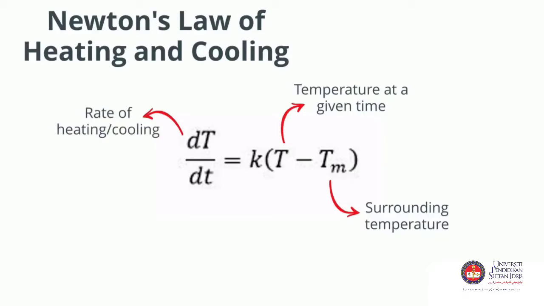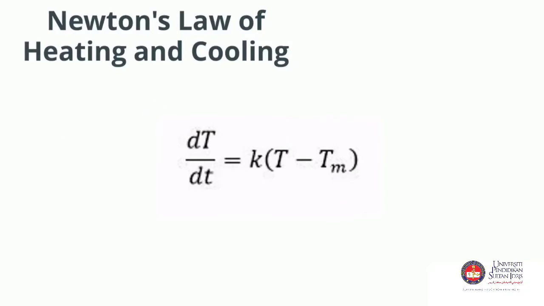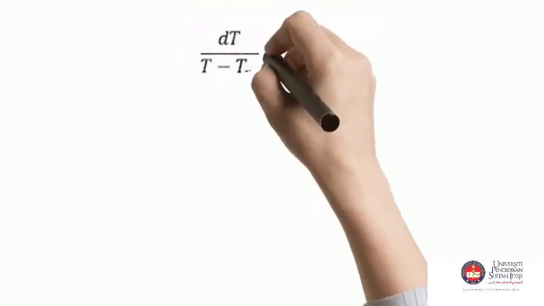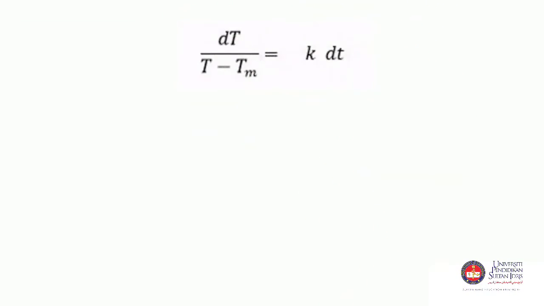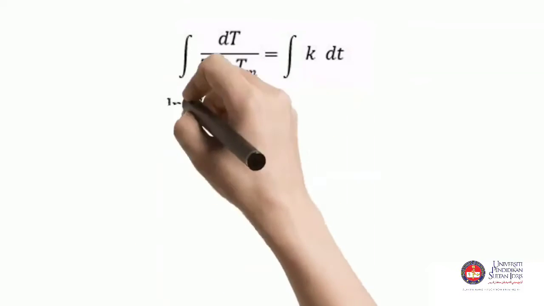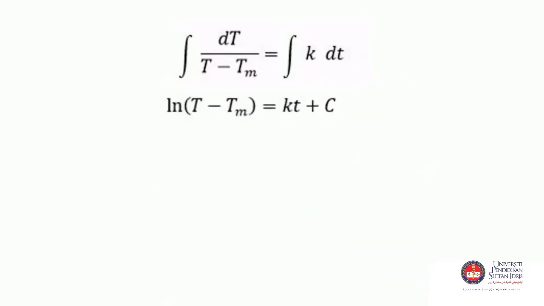Next, we arrange the equation where dT for the temperature is on the left hand side and dt for the time is on the right hand side. So we get dT over (T minus Tm) equal to k dt. Next, we integrate both sides, and we get ln(T minus Tm) equal to kt plus c.